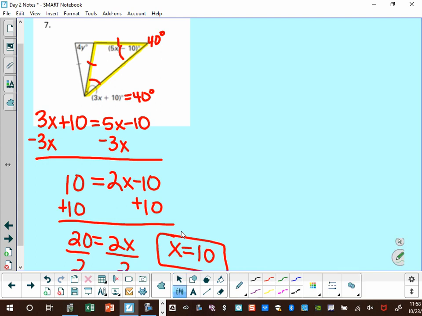Okay? So if these two base angles are 40, what is this top angle going to be? What's your vertex angle? Does that add up to 180? Not even 100. All you have to do is think a little bit further. There's how many degrees inside of a triangle? 180. If you have 40 and 40, how do you get the missing angle?